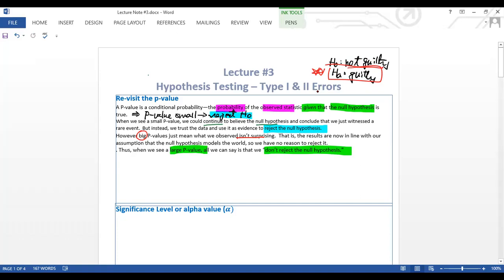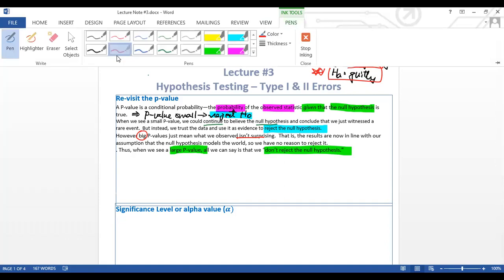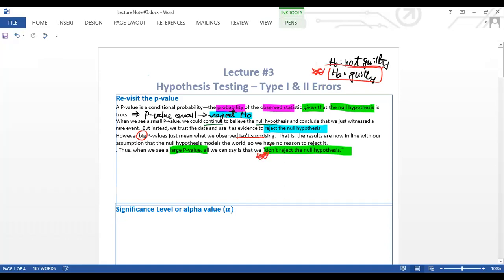So the only thing I can say is I don't reject the null hypothesis. That means I'm not saying he's not guilty. I just cannot say he's guilty, right? I'm not accepting. I just don't have enough evidence to say this person is guilty here. All right, so that's why the wording is extremely important when you do hypothesis testing. So if you have a big p-value here, then you say I don't reject the null hypothesis, or you say I fail to reject the null hypothesis because of the evidence.